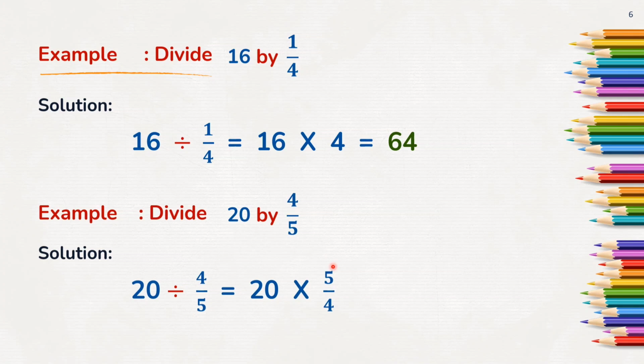Here 4 and 20 both are divisible by one number, that is 4. 4 one time is 4. 4 5 times is 20. Correct? So we can simplify in this step itself. 4 one time is 4 and 4 5 times is 20. Now we are left with 5 into 5. What is 5 into 5? Yes, 5 into 5 is 25.